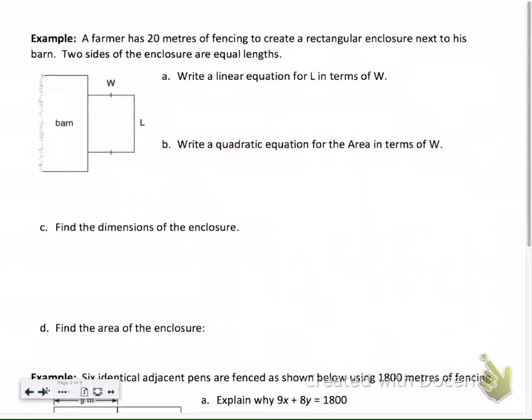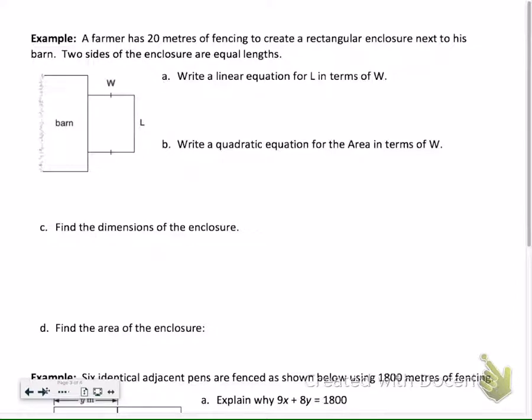Okay, next, you've seen this type of problem before. When we did this before, though, we were doing it with calculus. In this case, we're going to do it a little bit differently, okay? So we have a farmer that has 20 meters of fencing to create a rectangular enclosure next to his barn. 2 sides of the enclosure are equal lengths. So we're going to write, first of all, a linear equation for L in terms of W.